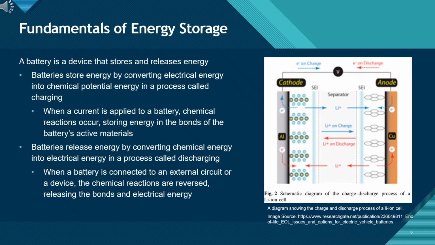Fundamentals of energy storage. Let's quickly revisit what a battery actually does. A battery is simply a device that stores energy chemically and then releases it as electricity when we need it. During charging, we supply electrical energy to the cell, which is stored in the chemical bonds of the active materials. During discharge, those chemical reactions reverse, releasing the stored energy as electrical power to run a device. The diagram here visualizes this process. Ions move through the separator, electrons move through the external circuit, and the cell alternates between storing and delivering energy depending on whether it's charging or discharging.